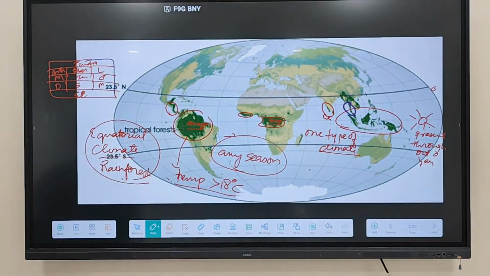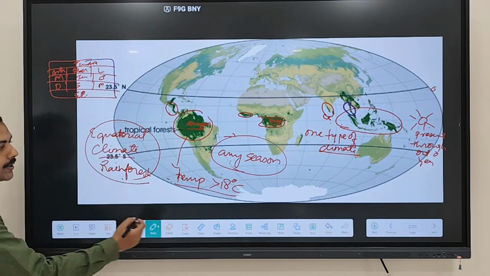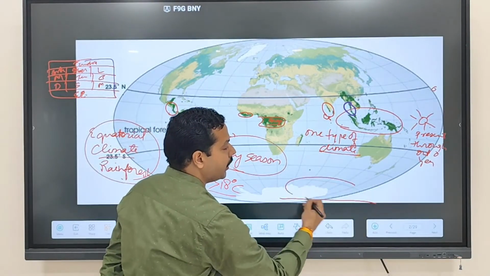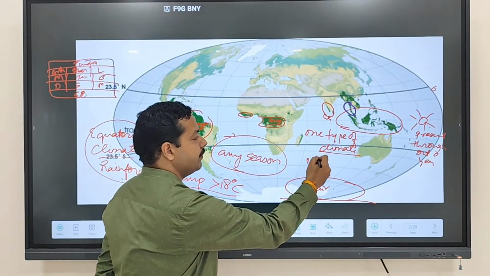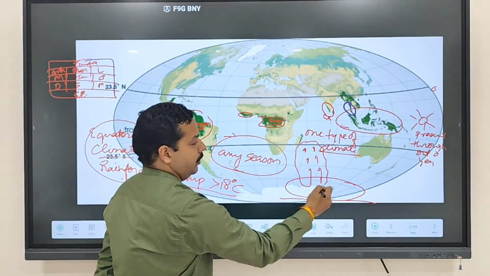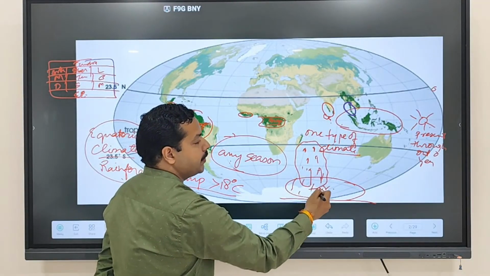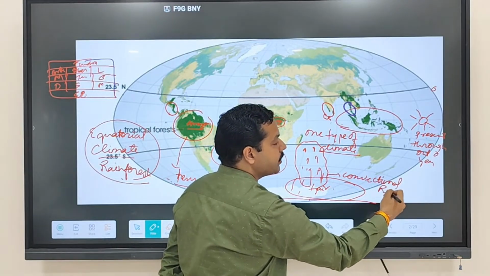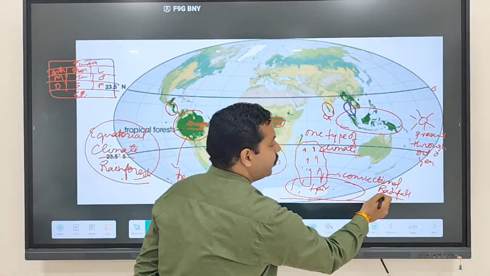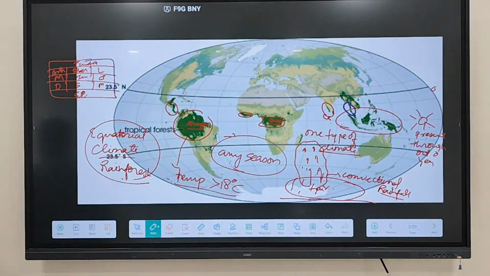Fine. And as we discussed, since this region receives a large amount of sunlight, it gets heated. When it gets heated, what will happen to the air? It expands. So you will see rainfall will happen. Which type of rainfall? Convectional rainfall. Convectional rainfall dominates in this particular region.